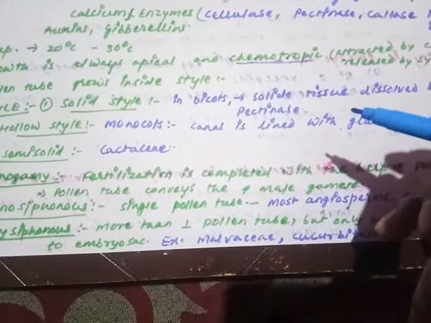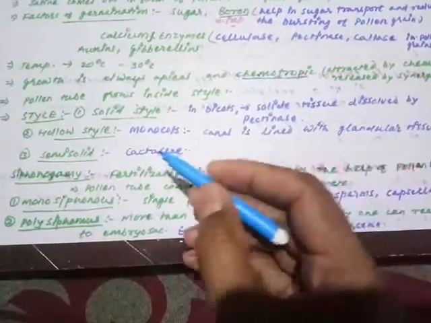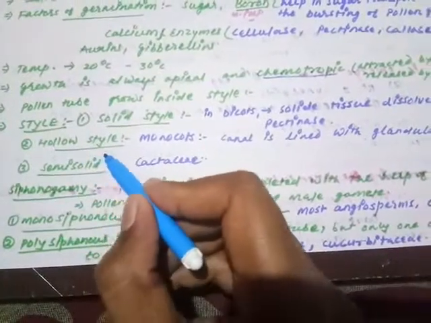Are you getting my point? To increase the length of the pollen tube and to provide a passage for its growth inside the style, in the hard tissues or solid style, pectinase works to dissolve the tissues. Now the next one, the second type, is the hollow style.